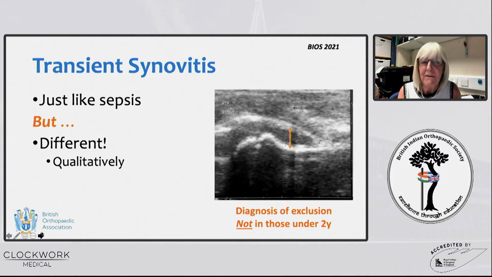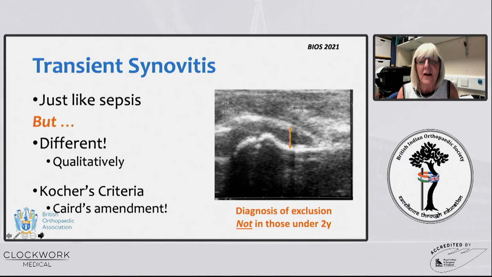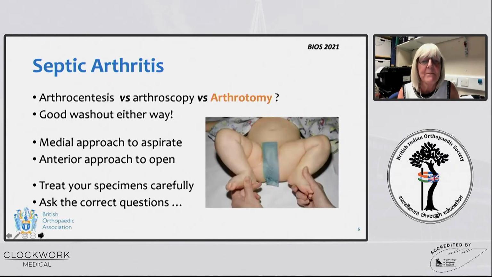Now, was it infection? Well, transient synovitis is just like sepsis, but qualitatively different. And it is not a diagnosis that you can make in those under 2. So although Kocher's criteria and Caird's amendment, which is the CRP, are very important, whatever they say, do not diagnose transient synovitis in Alice, who's aged 15 months. So she had clinically and on ultrasound a septic arthritis.